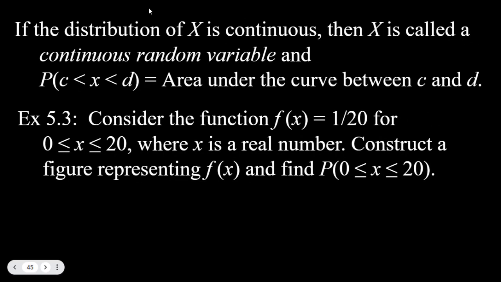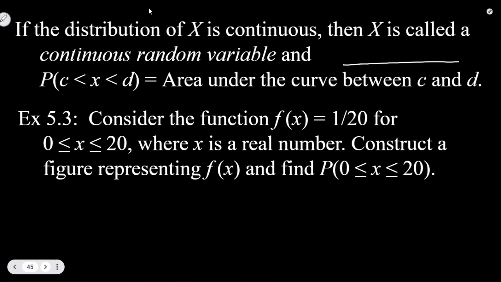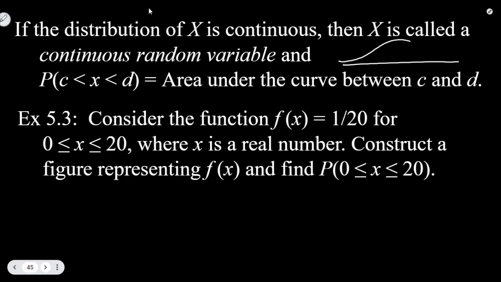If the distribution of x is continuous, then x is called a continuous random variable. And the probability that x is greater than c and less than d is going to be equal to the area under the curve between c and d. So let me draw a picture of that because we haven't really seen a picture of that yet. Let's say that this is a very common distribution function that we'll use, the normal distribution. And let's say that this is the value c and this is the value d. So in this case, when we write it this way, we are making the assumption that c is less than d, or c is to the left of d.